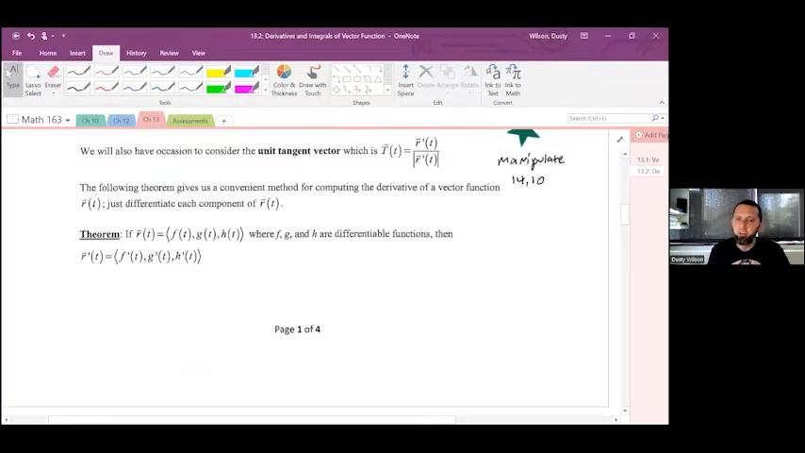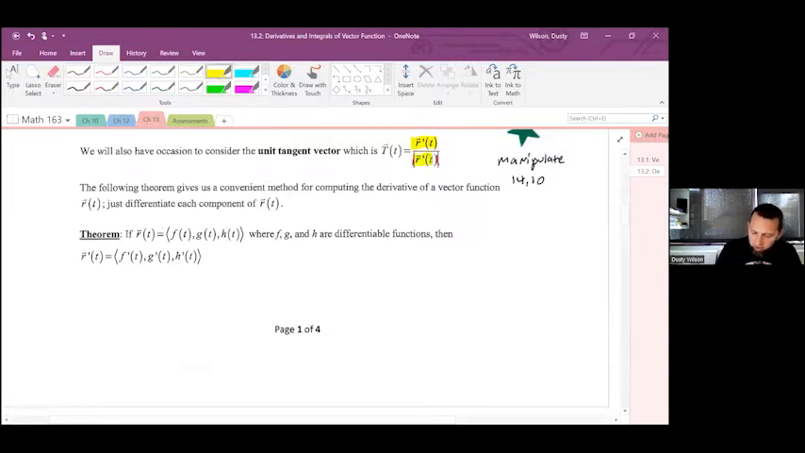We will also have occasion to consider the unit tangent vector, which is big T of t, and it's equal to r prime of t divided by the magnitude of r prime of t. Notice this is the derivative vector divided by the magnitude of the derivative vector.